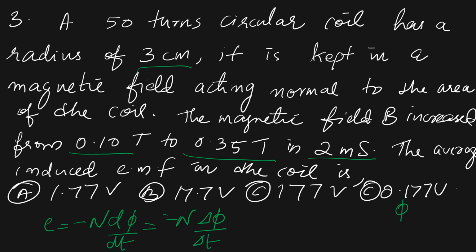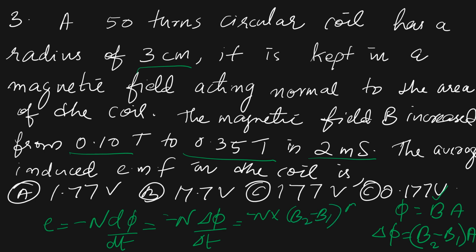We also know that phi equal to B into A, where B is the magnetic field and A is the perpendicular area. Or we can write delta phi equal to B2 minus B1 into A. Let us substitute this: minus n into B2 minus B1 into A divided by delta t.